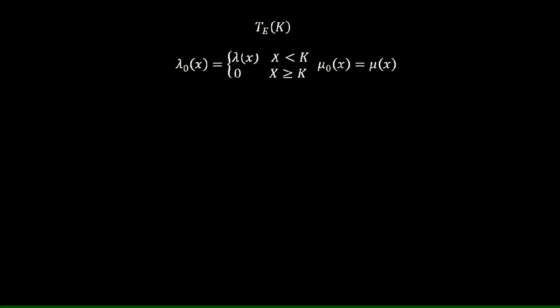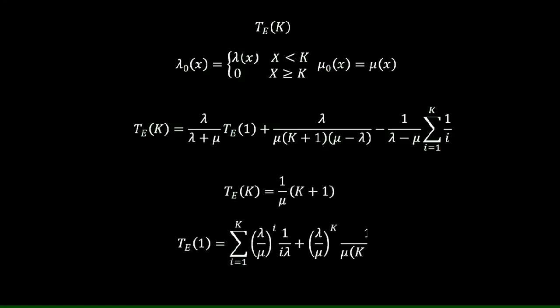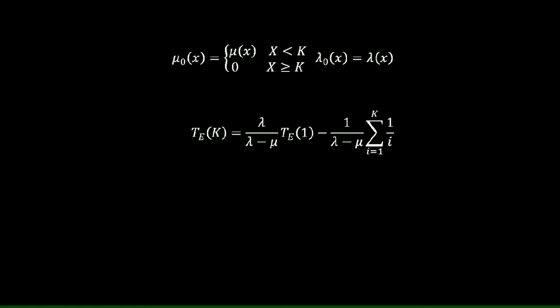If we consider a stable population, we will be basically interested in the total extinction time. In order to do that, we take two cases. First, if the growth rate is density dependent, in other words, the growth rate will become zero after the population hits a particular number. We get the following expression as a result, where TE of K is the following and TE of 1 is the following. In the second case, we assume that the death rate is density dependent. As a result, we get the following expression for TE of K and TE of 1.